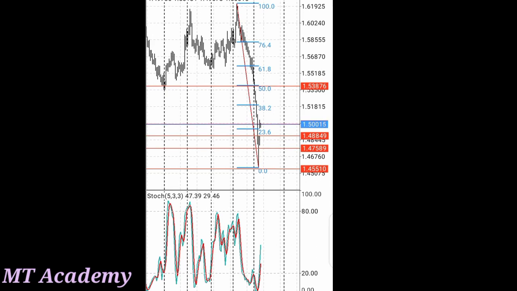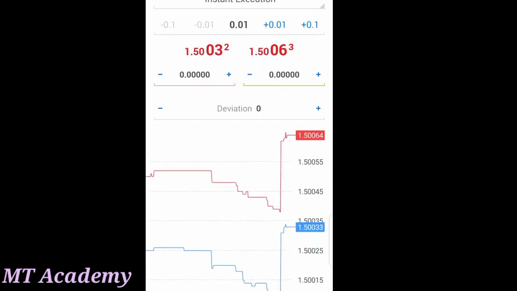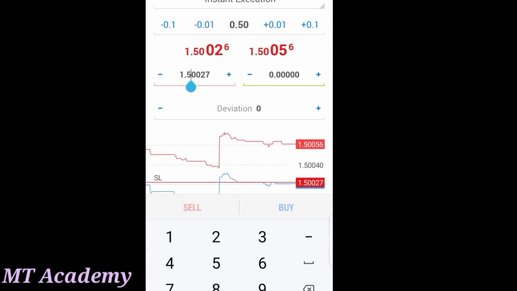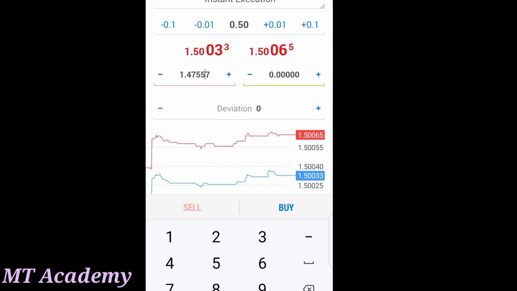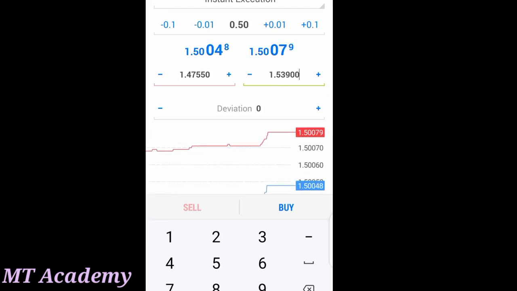retracement level. So I'll be heading to the 50.0 retracement level, that is at 5387. I'll put my trade at 0.5, stop loss at 4755, take profit at 5390. I can place the order.